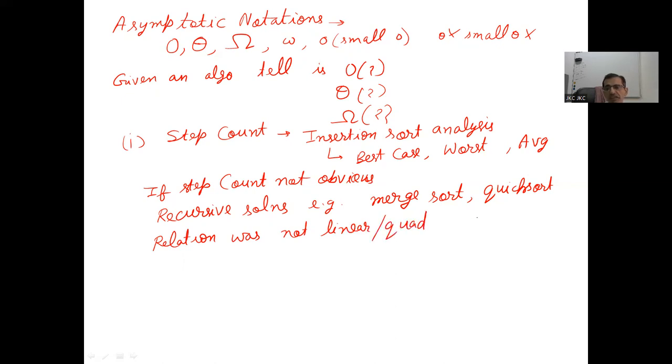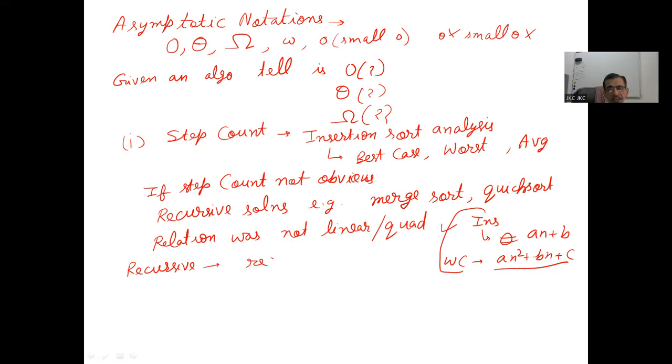Like in the case of insertion sort, I could say best case meant order n, because I could get a linear equation an plus b. In the case of the worst case, I could get an square plus bn plus c, and like that. So then based on that, I can easily find out asymptotic notation. But for recursive solutions, the relation comes out to be a recurrence relation. What is that recurrence relation?